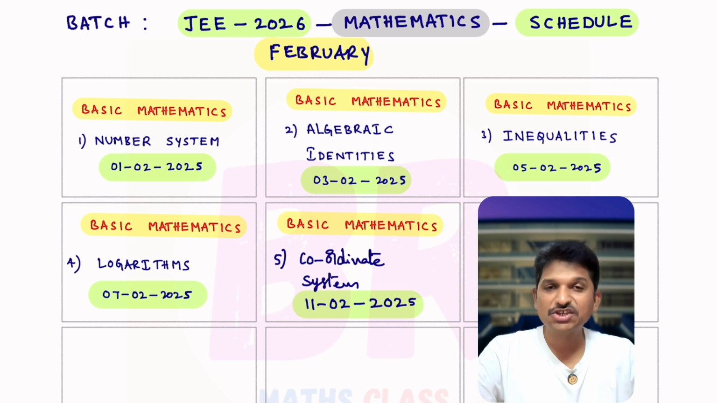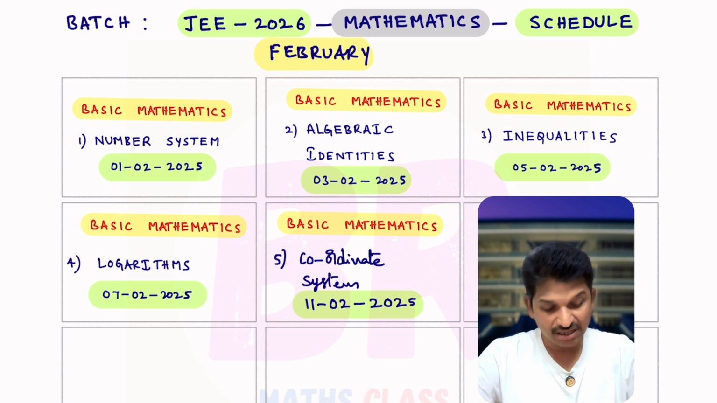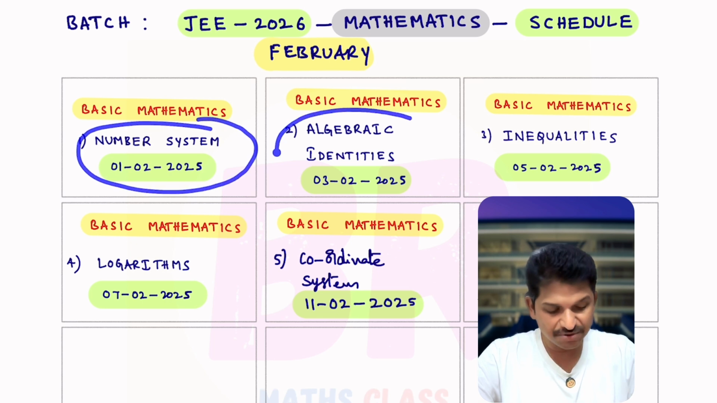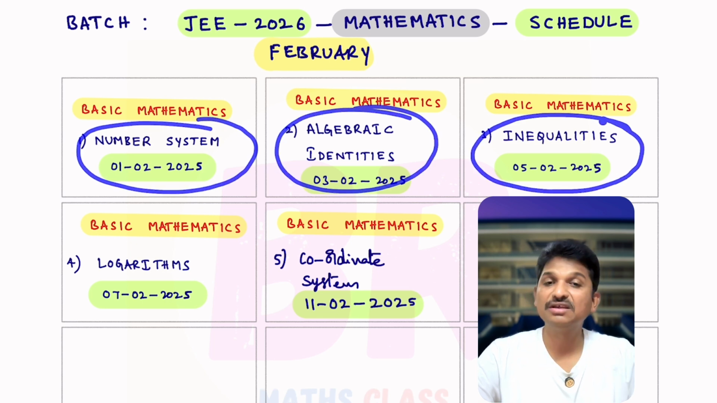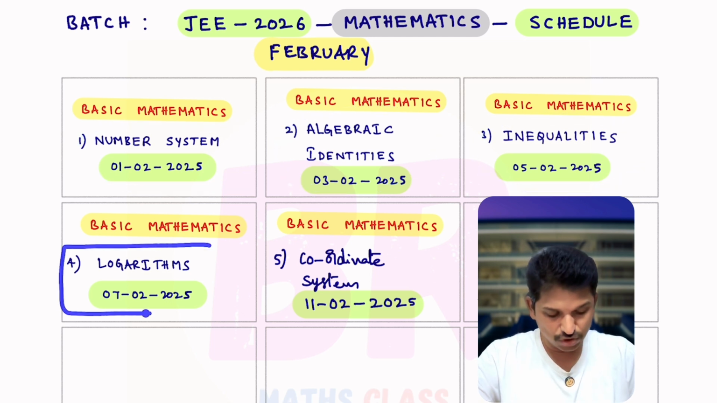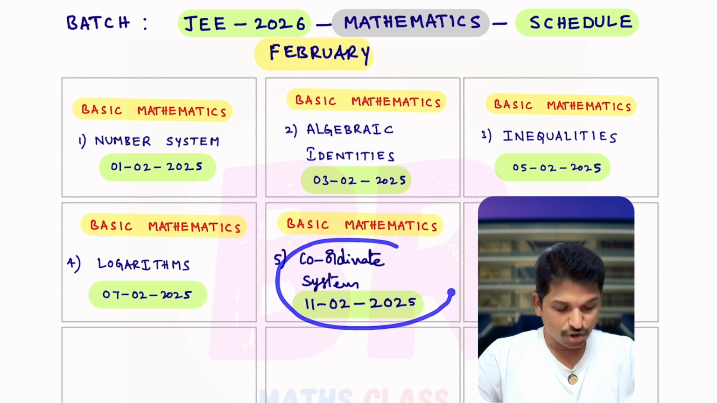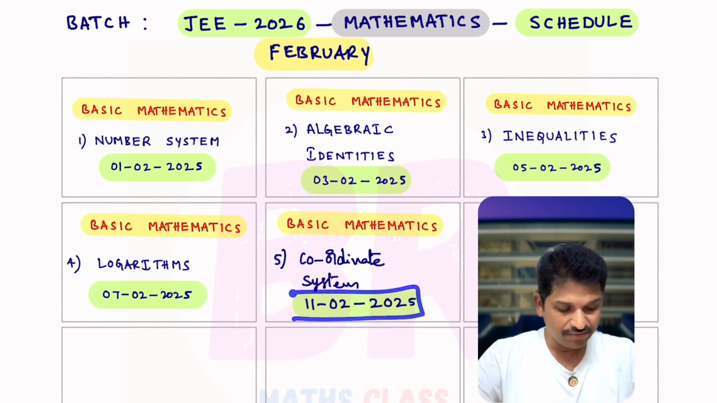I strongly recommend you to increase the speed of this video to 1.5 so that you will get a good experience. As per the schedule, we are doing the basic mathematics chapter. In this basic mathematics, a total of 5 sub chapters are there. Till now we completed logarithms, algebraic identities, inequalities. In case you have not watched those videos, please find the playlist and learn those things because these are all interlinked. This class is all about logarithms. The next class is about the coordinate system, scheduled on the 11th of February.